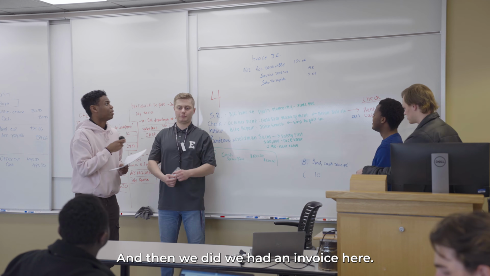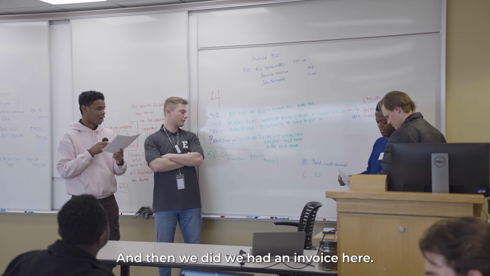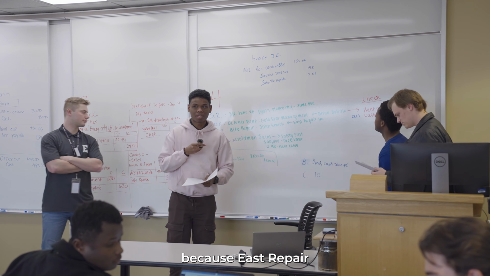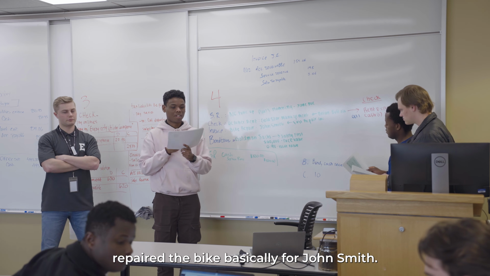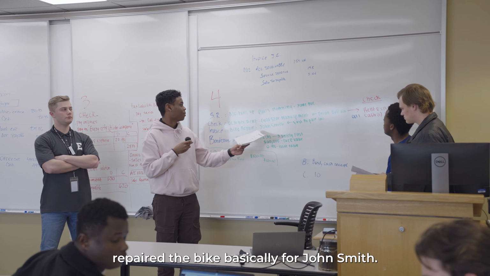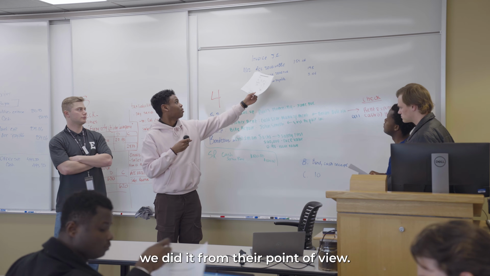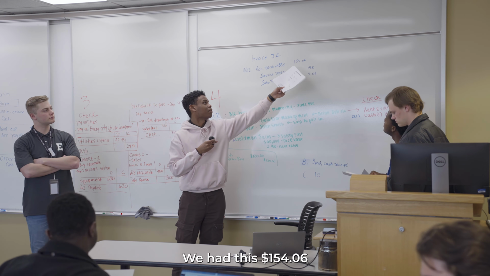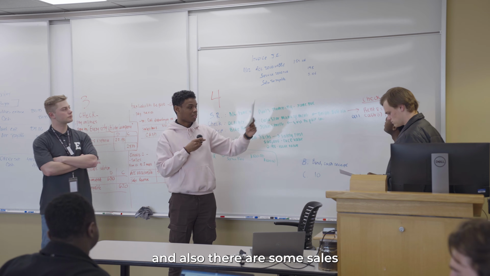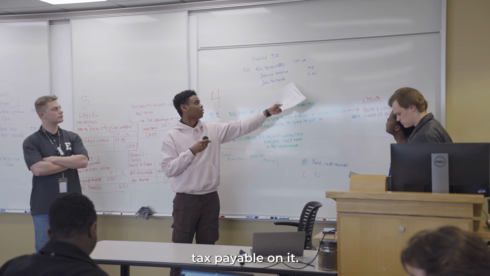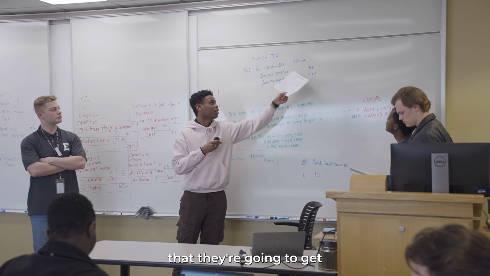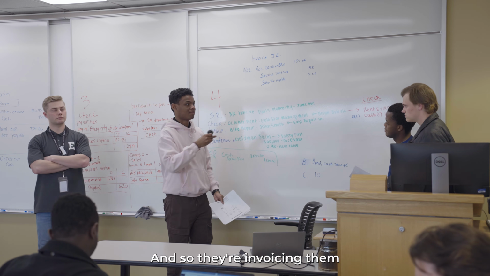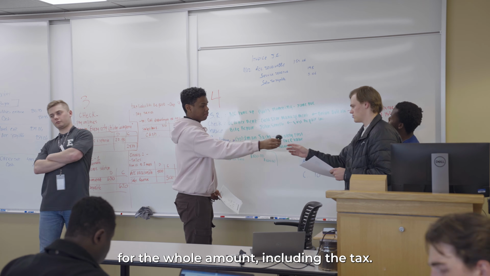All right, and then we had an invoice here. It was from East Repair to John Smith because East Repair repaired the bike basically for John Smith, and so we did it from their point of view. And so we had accounts receivable. We had this 154.06, and also there was some sales tax payable on it. So this is the revenue that they're going to get, and this is the tax they have to keep for the government. Perfect. And so they're invoicing them for the whole amount, including the tax.